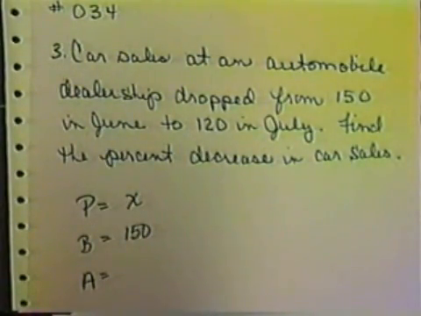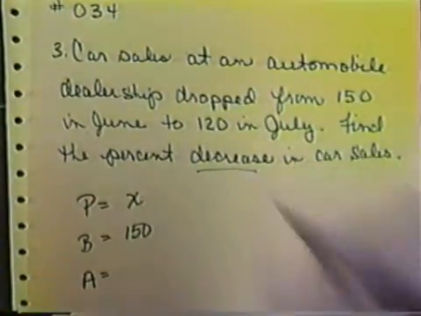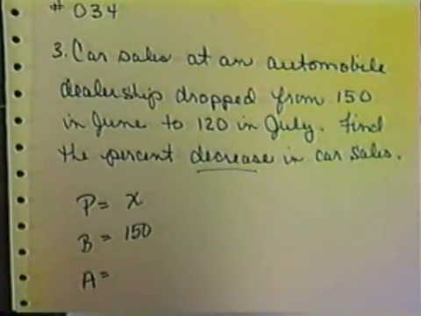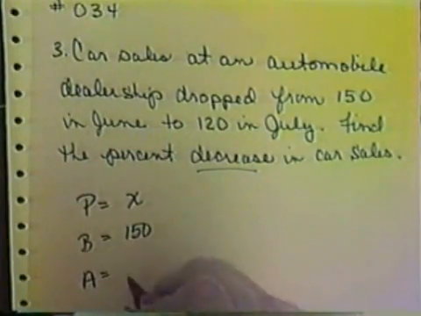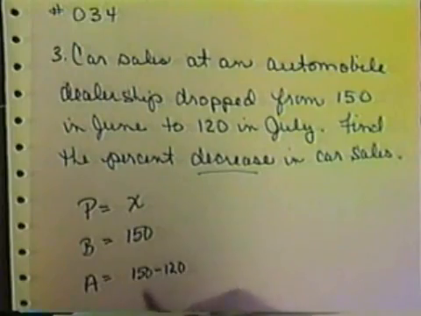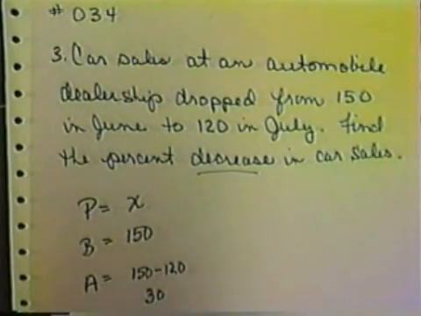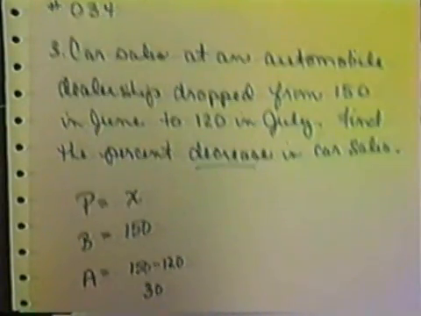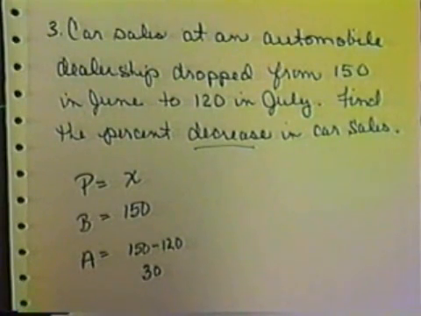Now the amount is going to be the amount of decrease. We're looking for the decrease. So we want to know how many did it go down? How many less cars did we sell? So we're going to take the original amount and subtract the new amount to get 30.